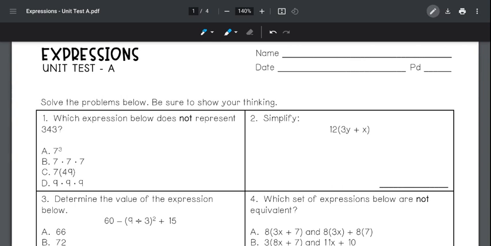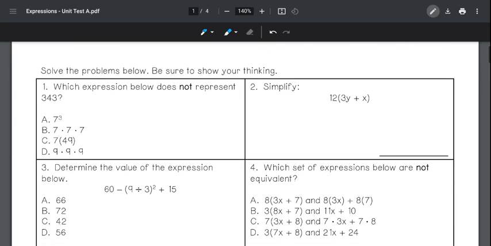This is your expressions unit test read aloud. Solve the problems below. Be sure to show your thinking. Number 1, which expression below does not represent 343? A, 7 cubed, B, 7 times 7 times 7, C, 7 times 49, or D, 9 times 9 times 9.